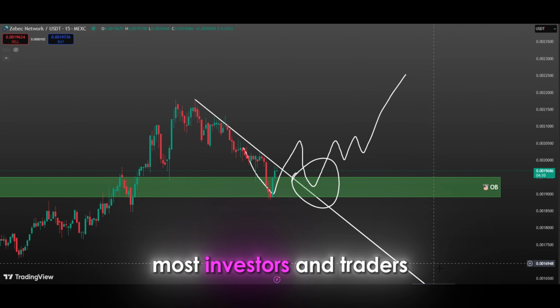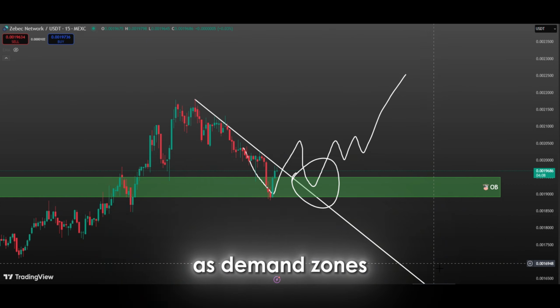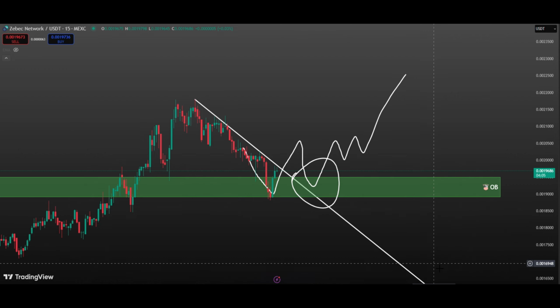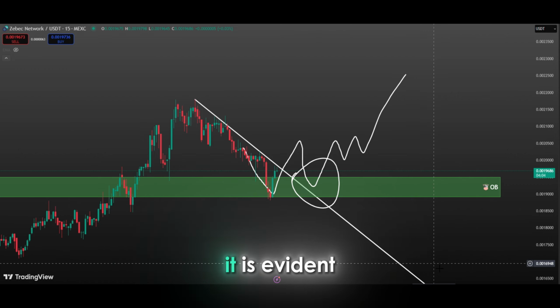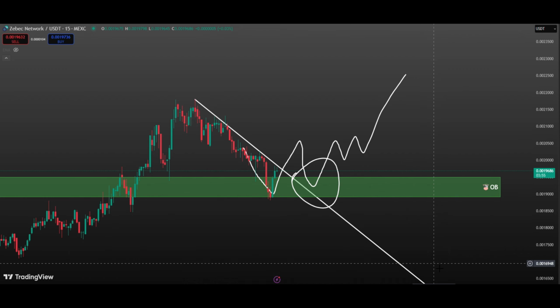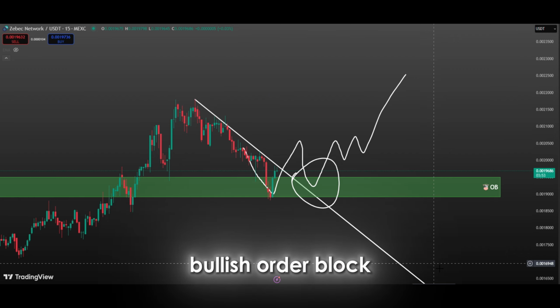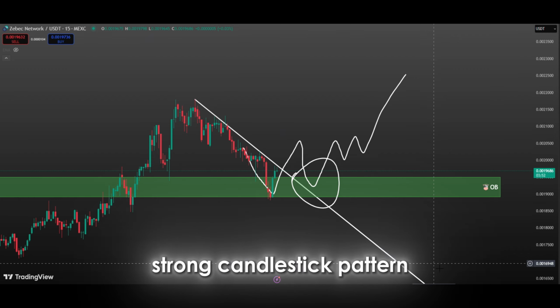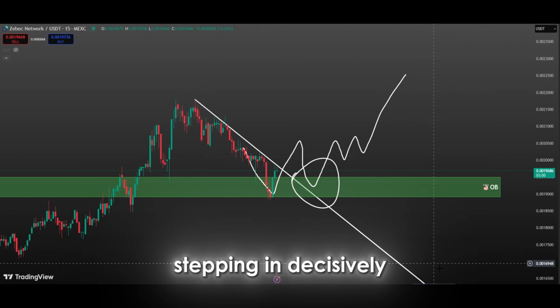Most investors and traders interested in technical analysis define such areas as demand zones and interpret pullbacks to these zones as potential buying opportunities. Examining the current price action, it is evident that the price is gradually approaching this critical area. The volume profile during this approach should also be carefully analyzed, as a decrease in volume during the decline may indicate weakening selling pressure and a potential signal for a reversal. Likewise, if the price touches this bullish order block and forms a strong candlestick pattern, it would confirm that buyers are stepping in decisively at this level, signaling the beginning of an upward move.